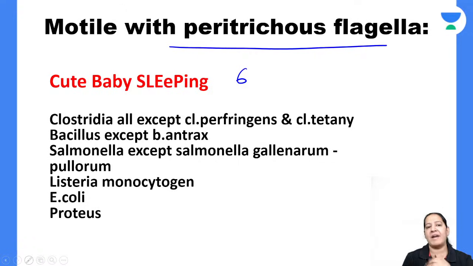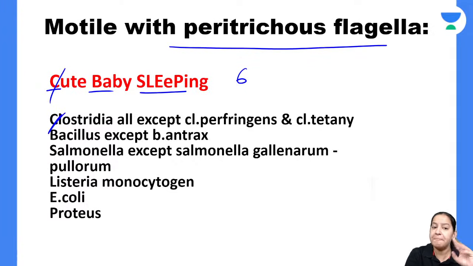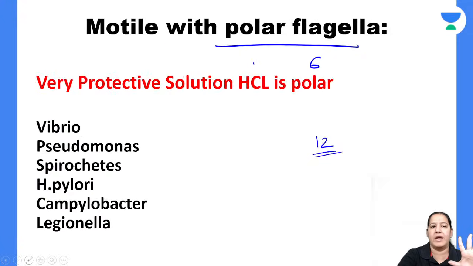So here is the list of the bacteria which are motile by peritrichous flagella. The mnemonic is cute baby SLEP. C stands for Clostridia, all Clostridia except perfringens and tetani. B stands for Bacillus, all Bacillus except Bacillus anthracis. SLEP: S stands for Salmonella, all Salmonella except Salmonella gallinarum pullorum. L stands for Listeria, E for E. coli and P for Proteus. So learn this mnemonic, right?